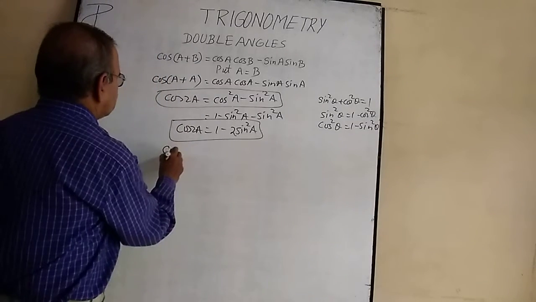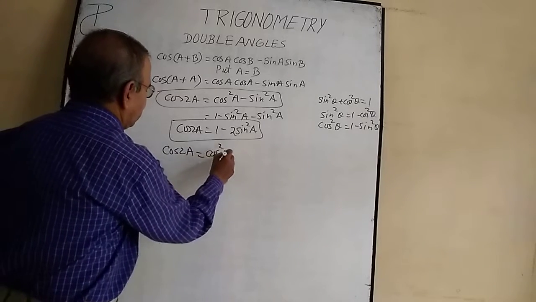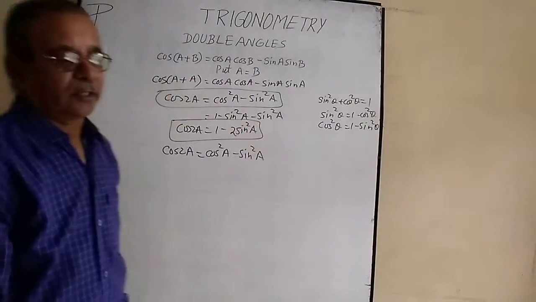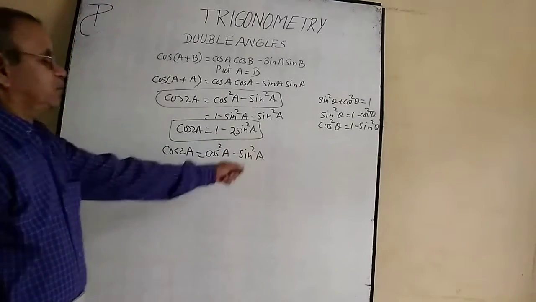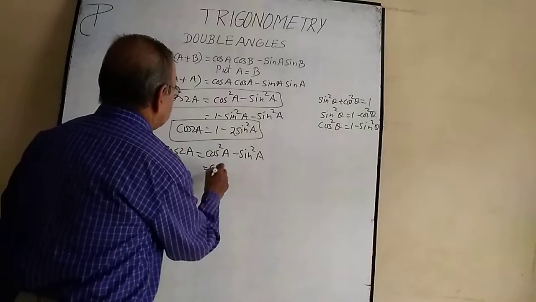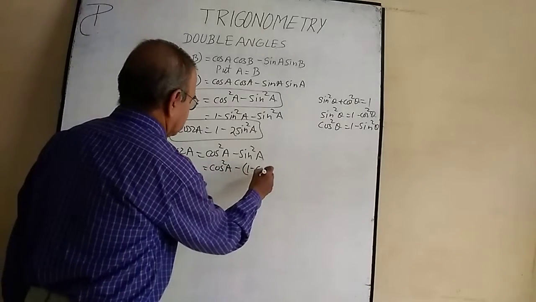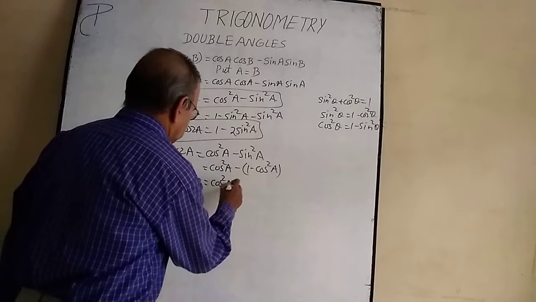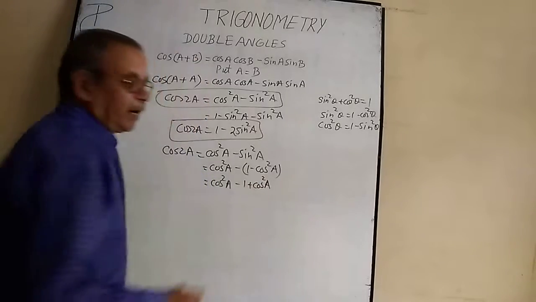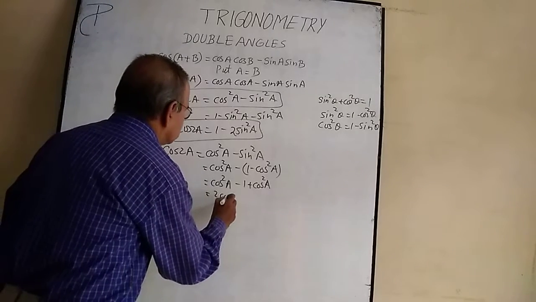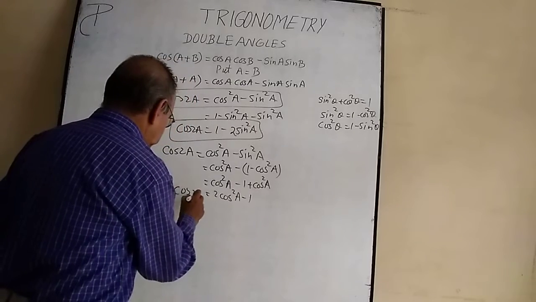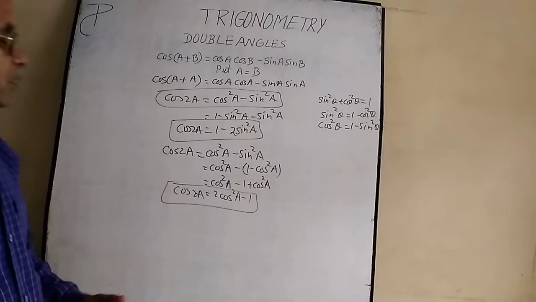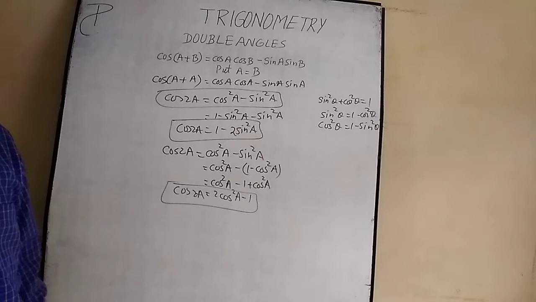Then we have taken that cos 2A is equal to cos square A minus sin square A. Here sin square A can be written as 1 minus cos square A. So that is 1 minus cos square A, and therefore it is written as cos 2A is equal to 2 cos square A minus 1, and also cos 2A is equal to 1 minus 2 sin square A.